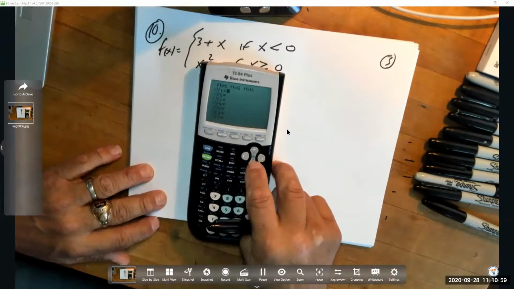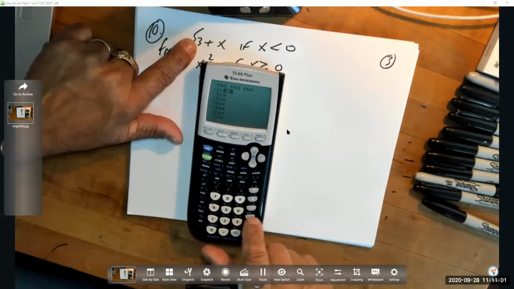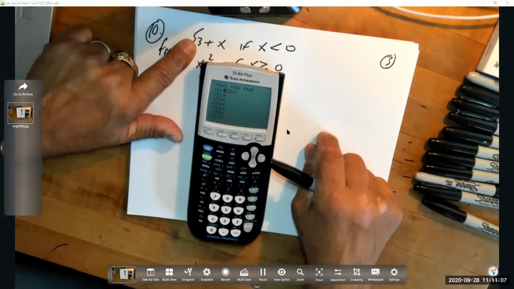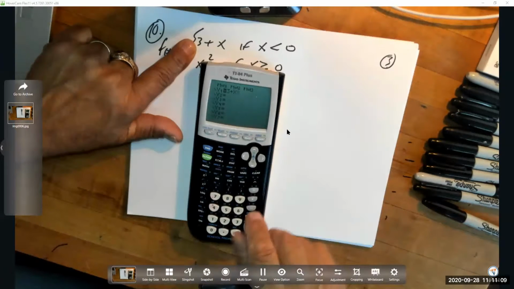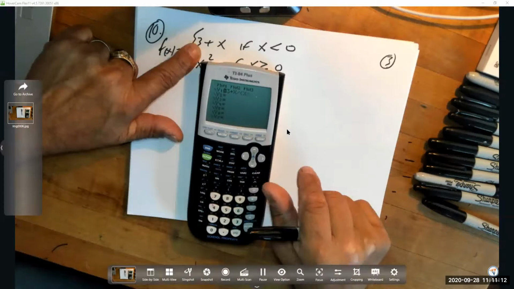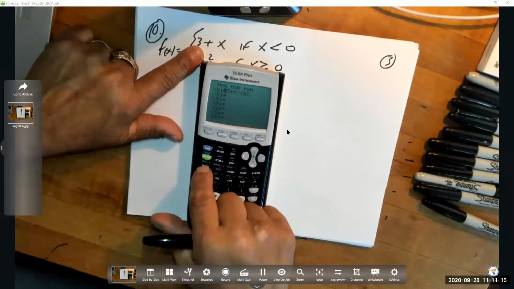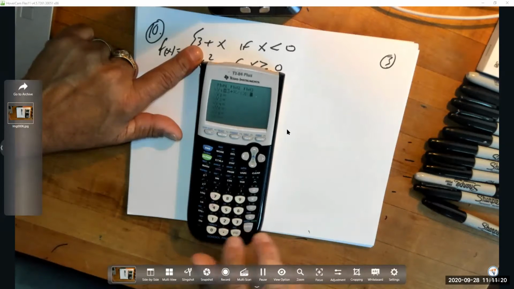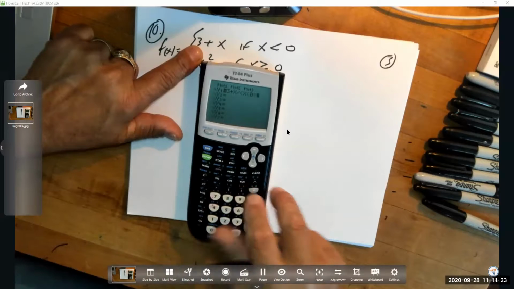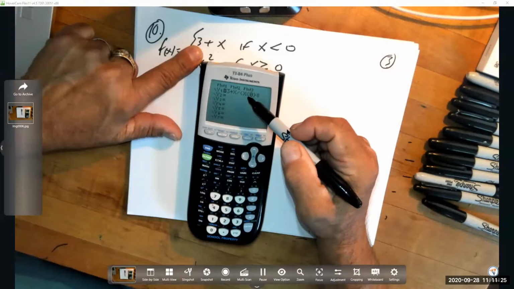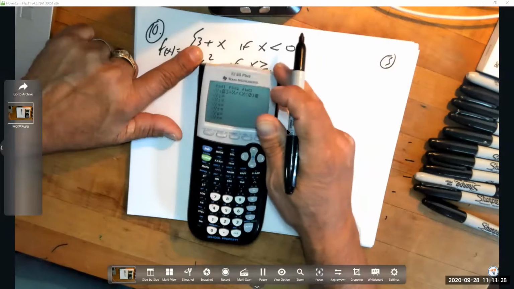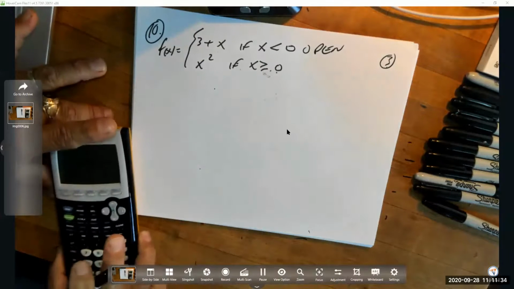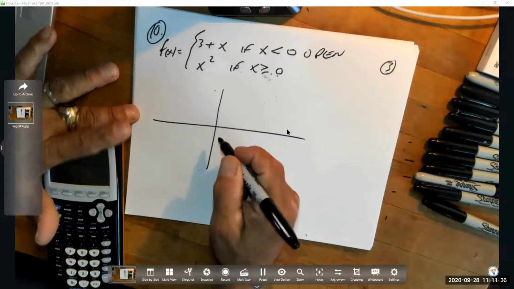So 3 plus x, I'm gonna put 3 plus x. And then division symbol, parentheses, and it's gonna be x is less than 0. Second, math, less than, where's my less than symbol? Number 5, I guess. That one, and 0. 3 plus x is less than 0. And this is going to be an open circle because I'm going to hit graph. Boom. What do I get? Oh, yeah, it looks right. Just a line, huh? Okay.